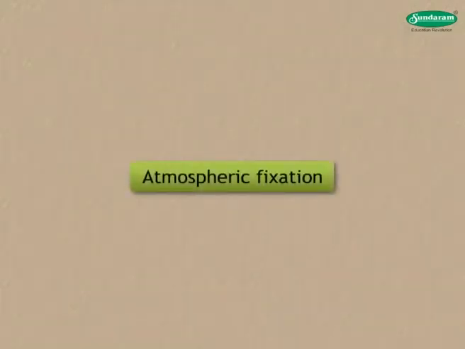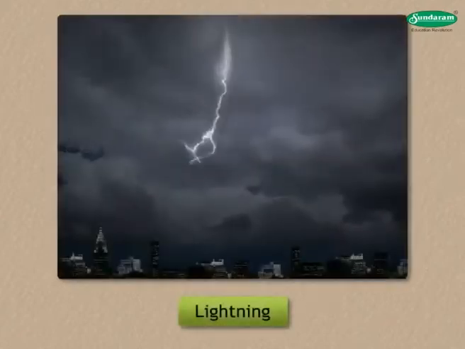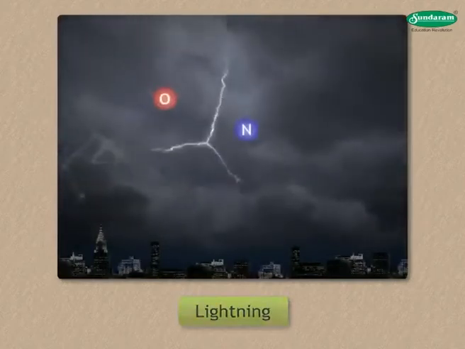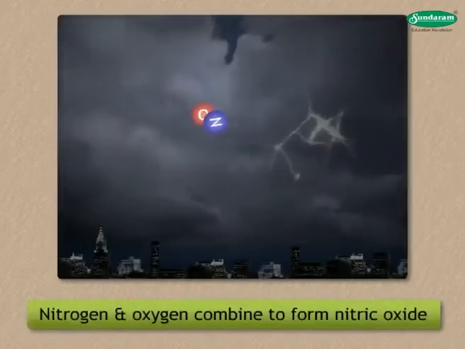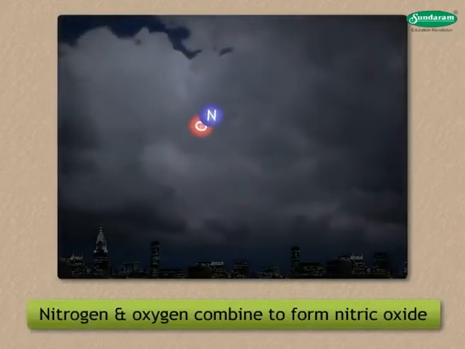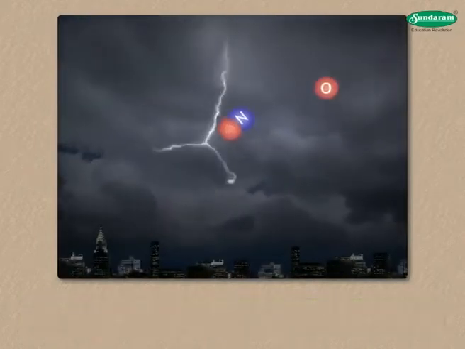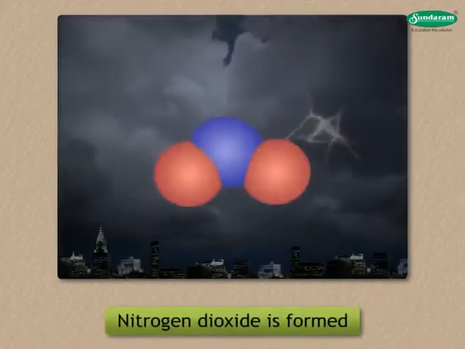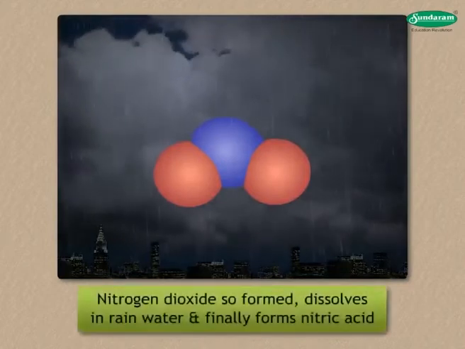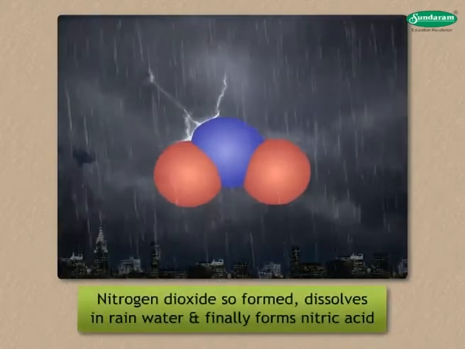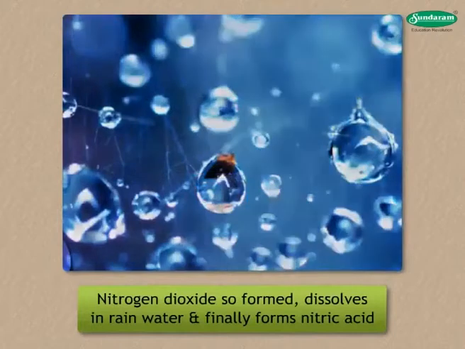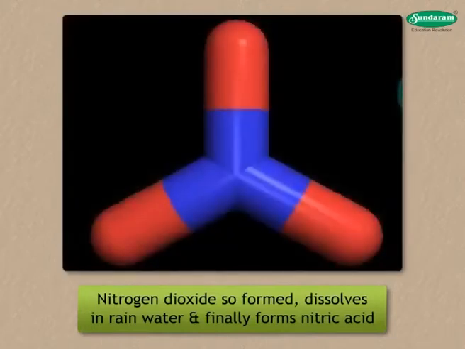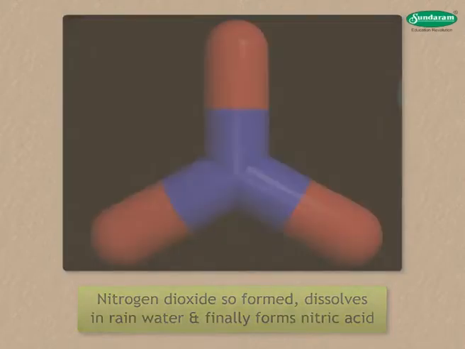Now, let us learn the second type of fixation, that is, atmospheric fixation. When there is lightning in the sky, atmospheric nitrogen and oxygen combine to form nitric oxide. This nitric oxide is oxidized again and nitrogen dioxide is formed. This nitrogen dioxide so formed dissolves in rainwater and finally forms nitric acid. This then falls to the earth.